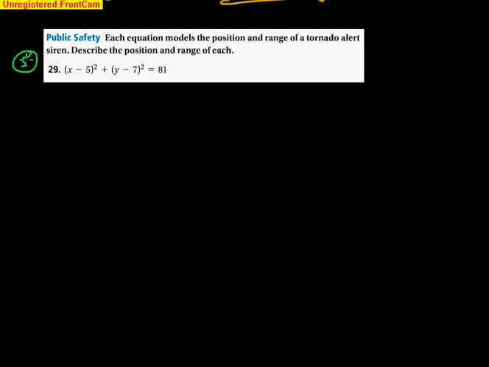Okay, in this problem it says the equation models the position and range of a tornado alert siren. Describe the position and the range. Okay, so what we're going to do is the following. First, write down the general formula. (x minus h) squared plus (y minus k) squared equals r squared. Now the position is going to be the center, and the range is just going to be the radius.